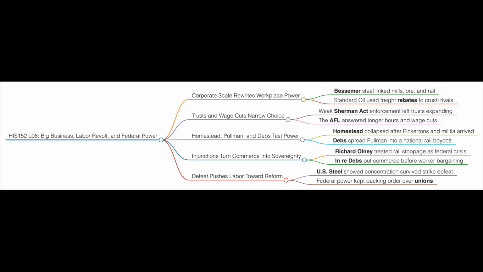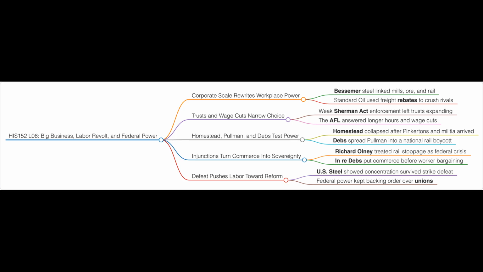Alternative paths existed, but they were not the paths most industrial leaders chose. Employers could have accepted unions as bargaining partners. Legislatures could have restricted the use of injunctions. Public officials could have enforced antitrust law more aggressively or built labor protection sooner.